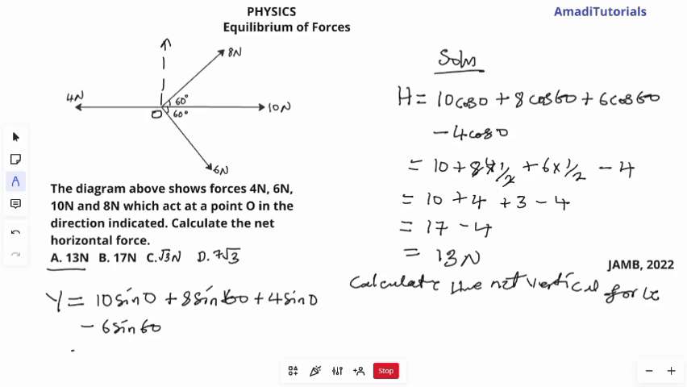So if you process that, this first one will cancel because sine 0 is 0, so 0 times 10 is 0. This other 4 one will cancel, so that's what I was saying. The 10 Newton and the 4 Newton will not count. So they cancel. So what you'll be left with is 8 sine 60 minus 6 sine 60.